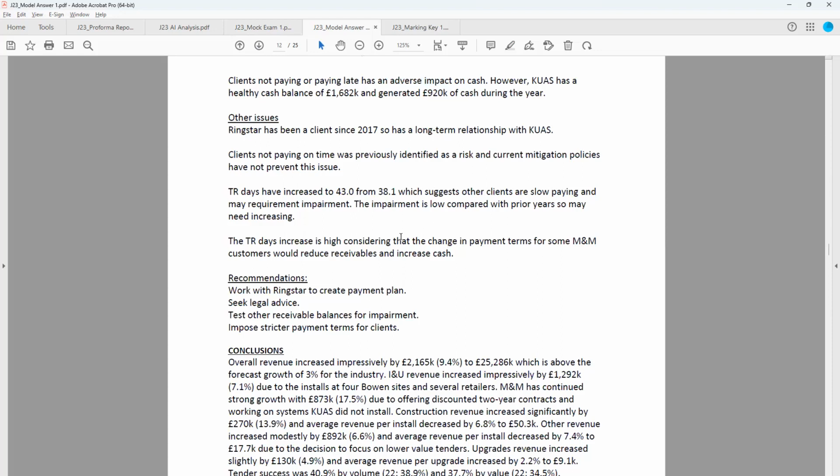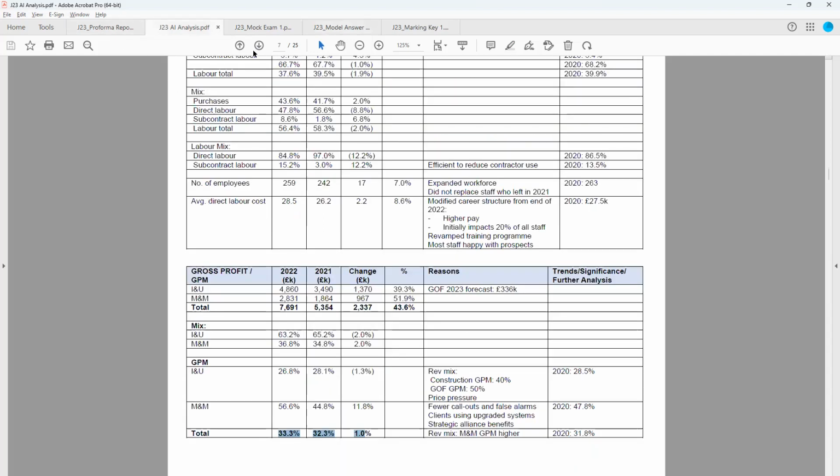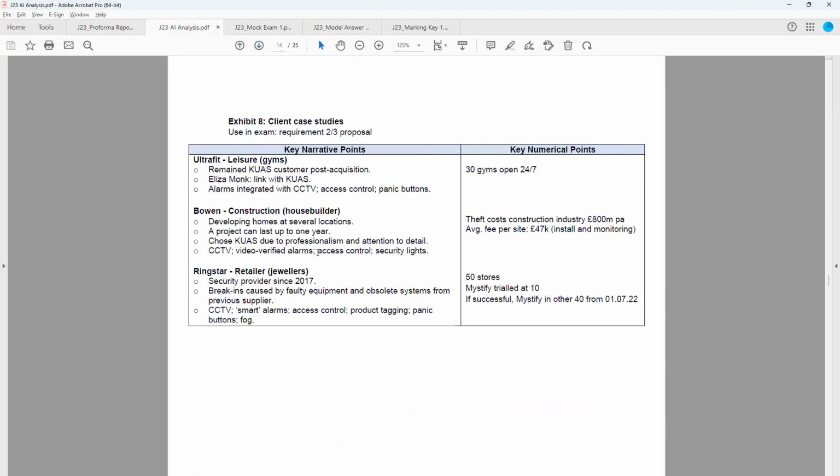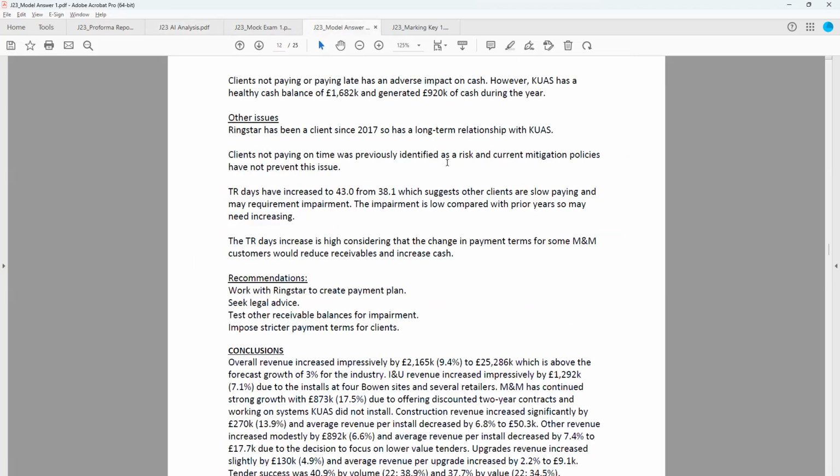One of the clients that we're told about specifically in the exhibit, where we've got details on some of the clients in Exhibit 8. We're told some information about Ringstar since 2017. Mystify has been trialed there, and that seems to have gone well. So there is a long-term relationship there. So, client since 2017, long-term relationship.